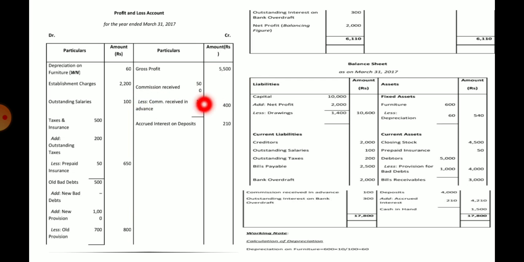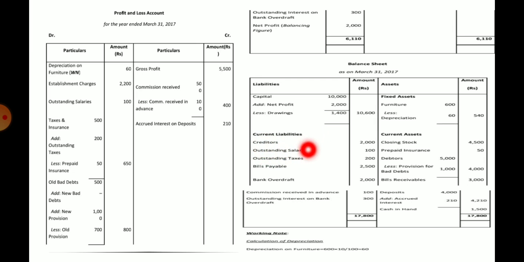Commission received 50, less commission received in advance, and accrued interest on deposit. Okay, outstanding interest on the bank overdraft is in the adjustment. After preparing all the sides, you make the balancing figure, that is the net profit of 2000. So first of all, in capital we have to add net profit and less the drawing. Okay, because drawing means you withdraw the money from the capital.